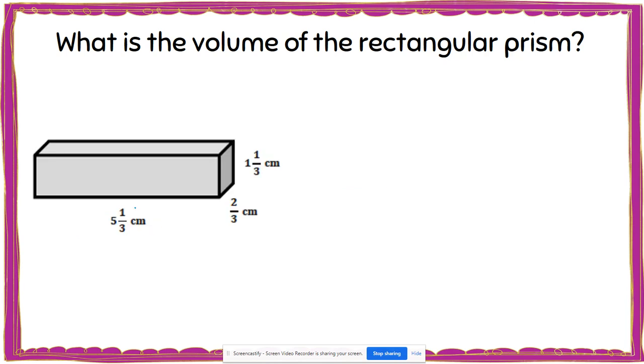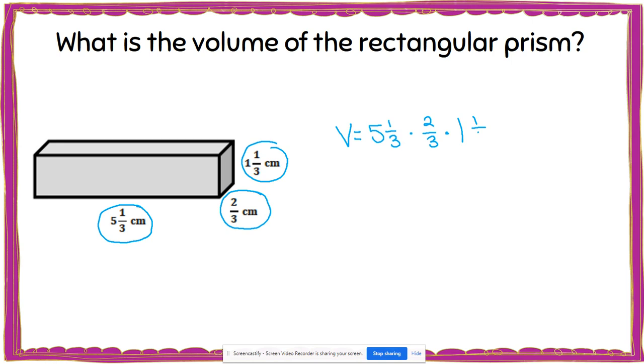For this rectangular prism, I notice that I have a length of 5 1/3, a width of 2/3, and a height of 1 1/3. To find the volume, I'm going to multiply 5 1/3 times 2/3 times 1 1/3. So when I multiply this, I can use my calculator.